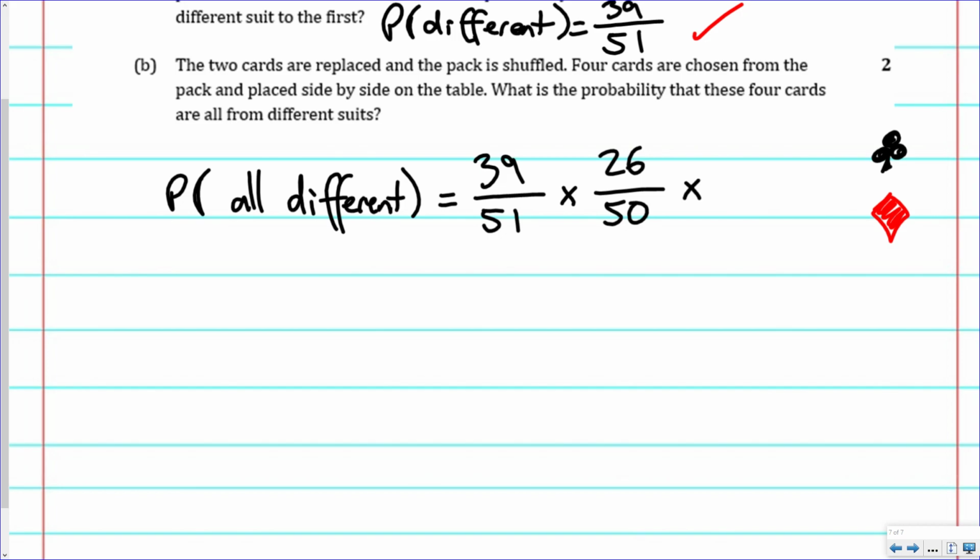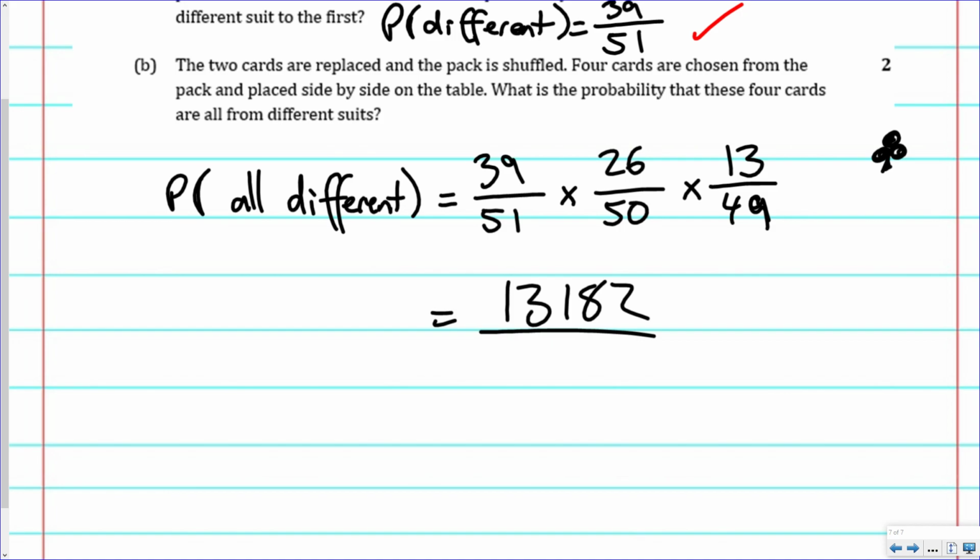And then lastly, let's say I took out a diamond. So now there's 49 cards in here. And of those 49 cards, only 13 of them are going to be clubs. So this is the thing we get. We don't care about what happens first, because it doesn't matter what happens. But the probability that the second card we draw is of the other 3 suits is going to be 39 over 51. And then the next one will be 26 over 50. Then the next one will be 13 over 49. So they need to be different suits all the time. And then when we multiply these all together, we get 13,182 over, what's this, 124,950. And so just multiplying them again.